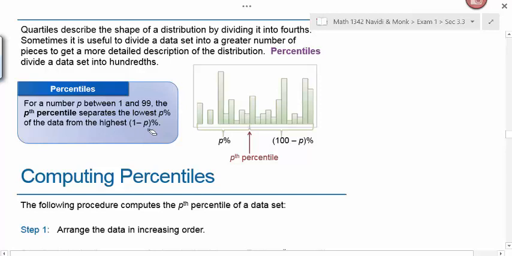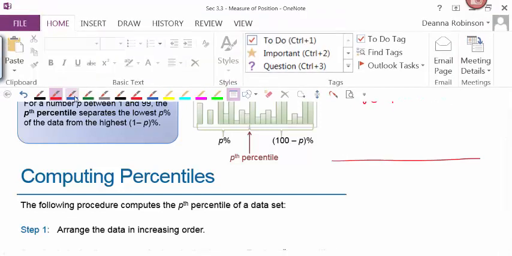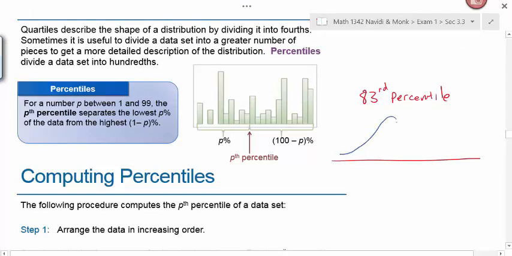1 minus p percent. For example, let's say that you took a standardized test, say the ACT or the SAT. They give you a raw score when they send you their results. They also tell you what percentile your test score fell in. So if they told you that your test was in the 83rd percentile, what that means is out of all of the people that took the test, your test score would have been up here. There's your test score. And you scored higher than 83% of the people that took the test. What percentage of people scored higher than you?